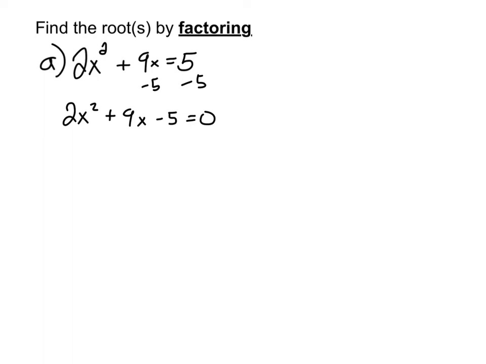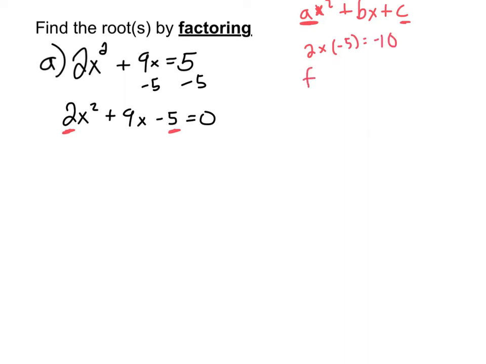To factor this, the first thing I'm going to do is take the 2 and the 5. Remember, this is the standard form of a quadratic equation, ax squared plus bx plus c. So what I want to do is multiply the a times the c. So the 2 times the negative 5 equals negative 10.